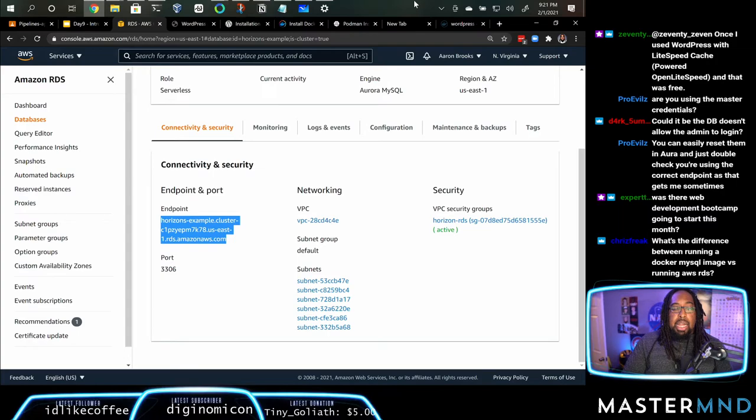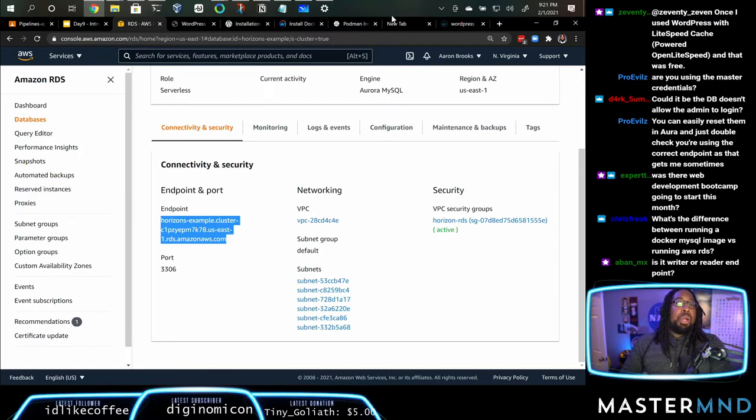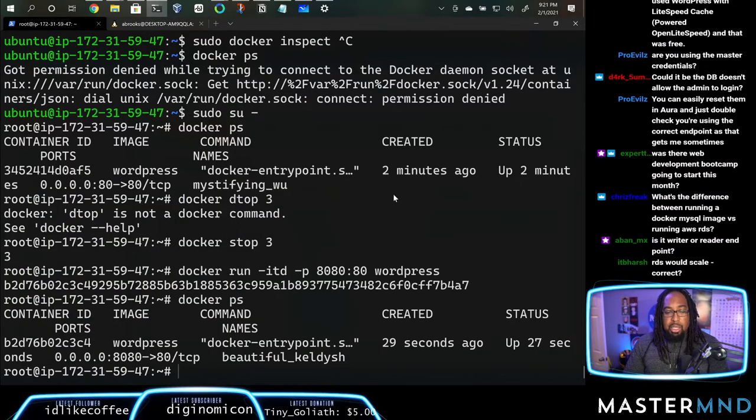What's the difference between running a Docker MySQL image versus running AWS RDS? Nothing, besides the way that the service is running and the underlying features which you get. The only reason we're trying to do it this way is because we don't care about getting WordPress working. We don't care about WordPress at all. I just wanted to show you an application that was working in a distributed nature, such as this. Not really sure why it's not connecting. Let me try from the system here.